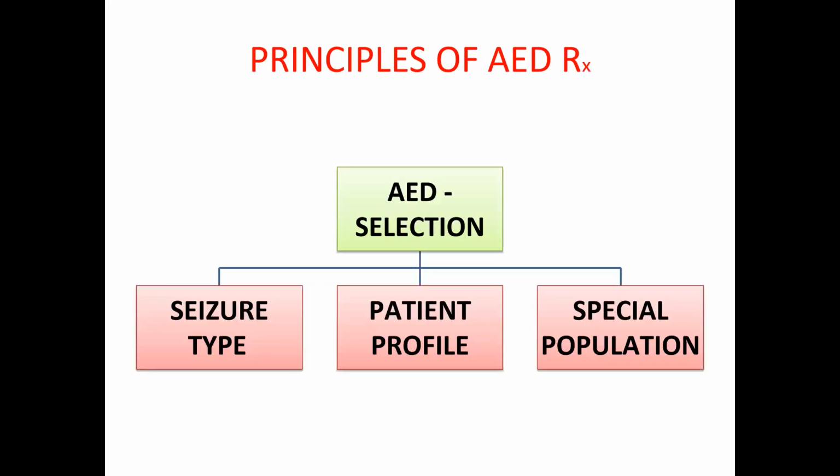The first step is to define the seizure and see the patient profile. You need to see whether the patient belongs to a special population like women, pregnancy, lactating mothers, or the elderly age group. These are the special populations. In that setting, what should be done? These are the basic principles of treatment of seizures.